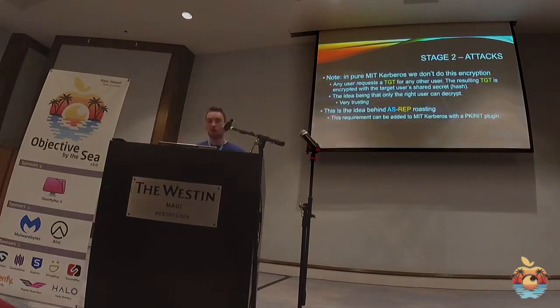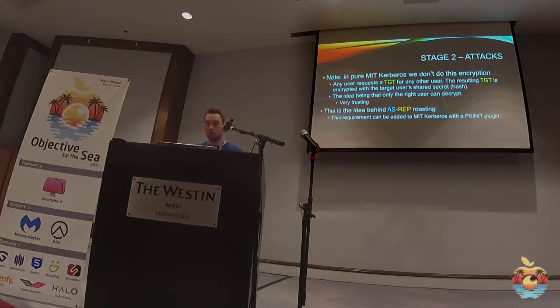So what kind of attacks can happen here in stage 2? One thing to note is that this encrypted timestamp is a Windows thing. In traditional MIT Kerberos, it doesn't have this requirement. The idea being that if you request a TGT as that user, it doesn't matter if you don't prove that you're that user, because part of the data will be encrypted with that user's hash. So if you don't have that hash, if you're not that user, you can't decrypt it. All good, go home, boys.